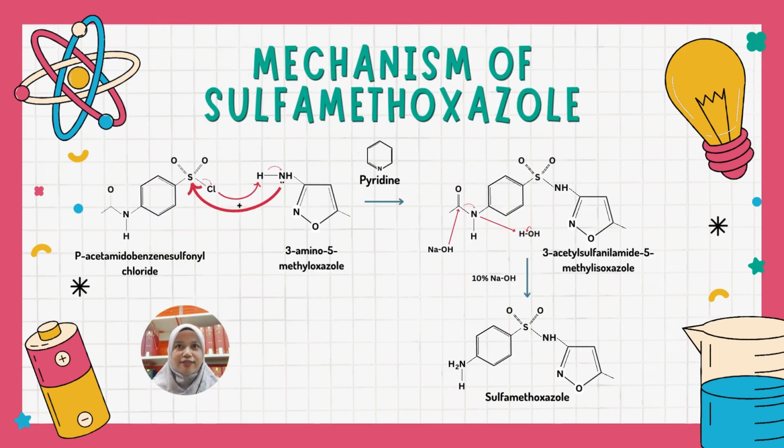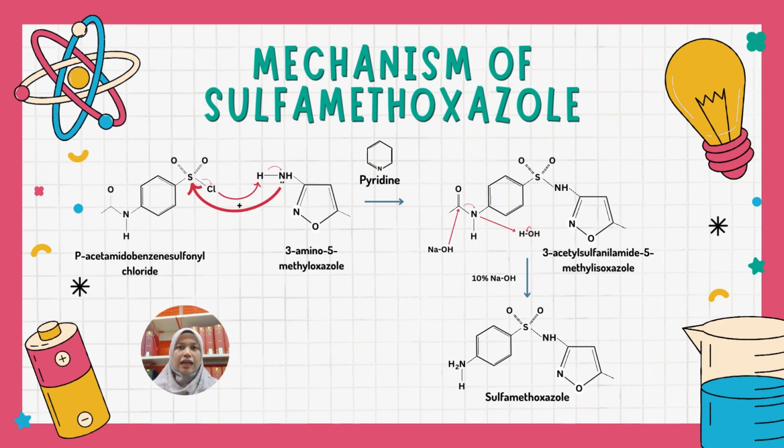The mechanism of sulfamethoxazole involves p-acetamidobenzene sulfonyl chloride and 3-amino-5-methylisoxazole. The first reaction is the nucleophilic attack. The lone pair of electrons on the nitrogen atom of the amine group in 3-amino-5-methylisoxazole acts as a nucleophile. It attacks the sulfur atom in p-acetamidobenzene sulfonyl chloride. Sulfur acts as an electrophilic center due to its high positive charge density.